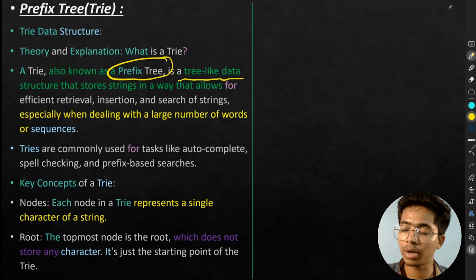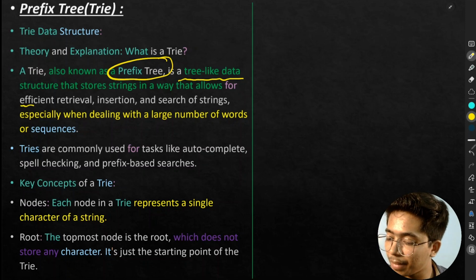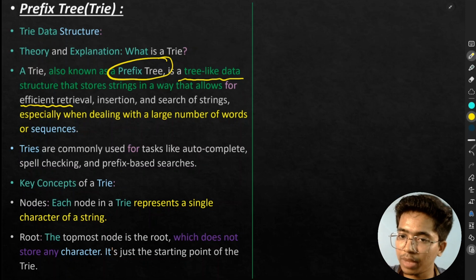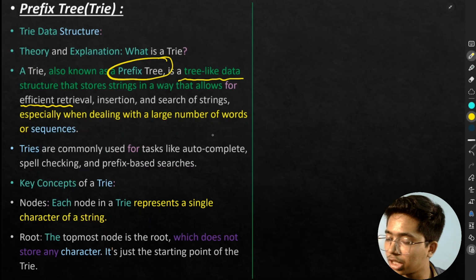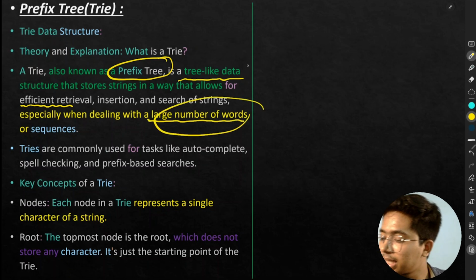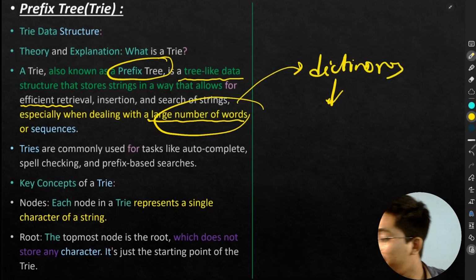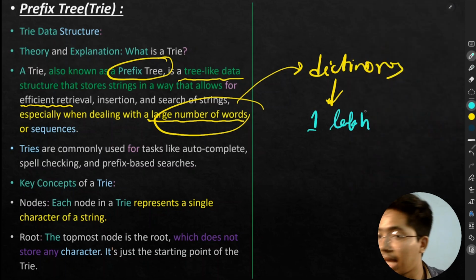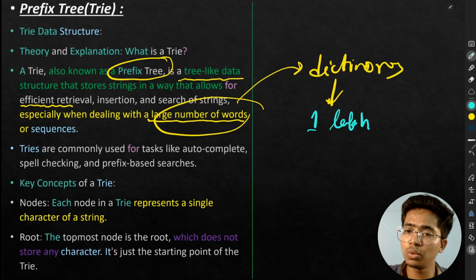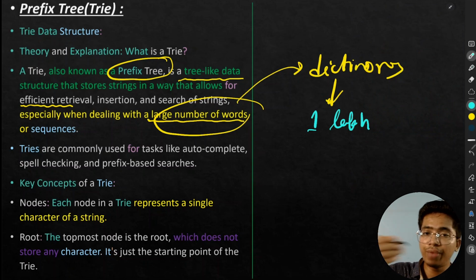Efficient retrieval, what does that mean? The word efficient means it will use the least possible time. That means it is one of the most optimized methods, especially when dealing with a large number of words. Just imagine you have a dictionary and guess how many words will be in the dictionary. It might be up to 1 lakh words. So you want to search very quickly. In that case, we will be using the trie method.